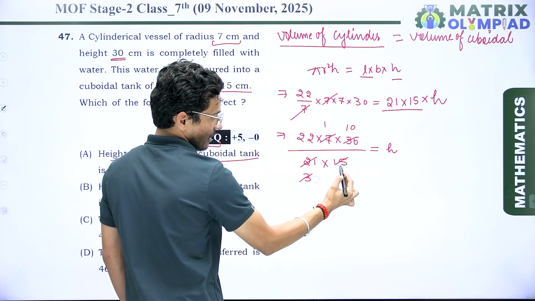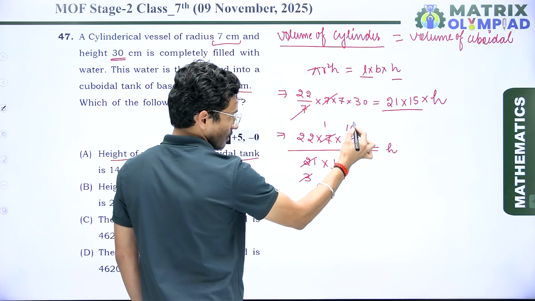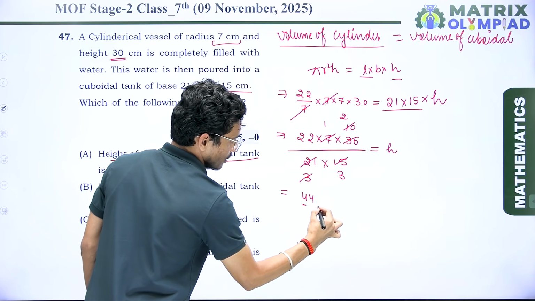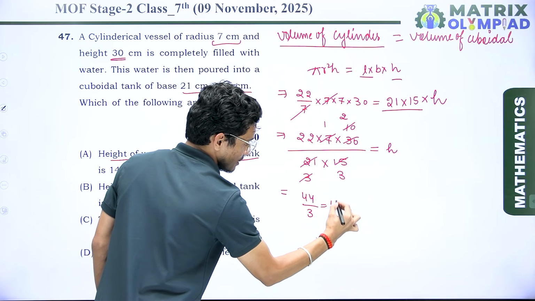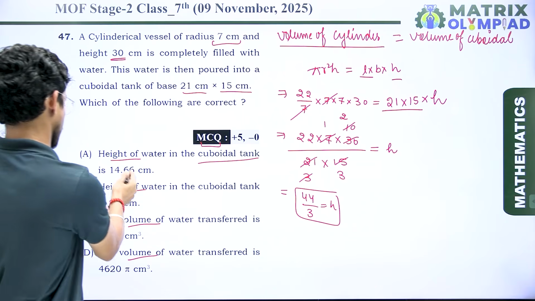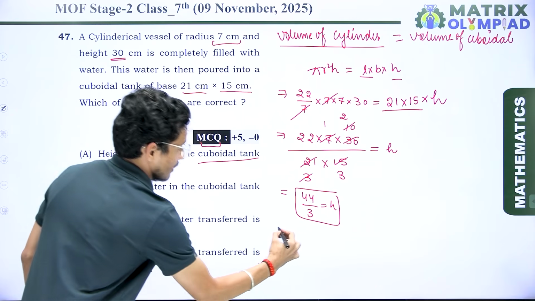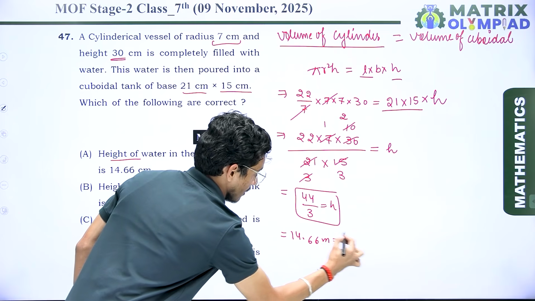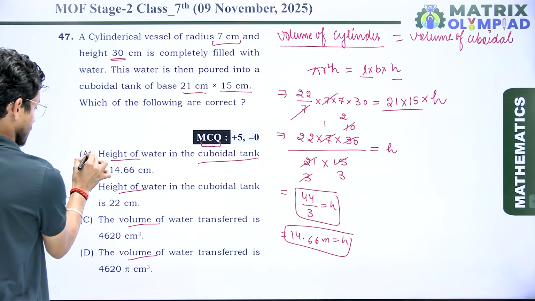Okay, so 5 1 ja 5, 5 2 ja 10, 5 3 ja 15. Here we have 5 2 ja 10. It means the height here we get 44 upon 3 centimeter. That is the height. So check. Okay, here we have given in decimal number. So I can say that 14.66 centimeter. That is the height. So 14.66 this one.